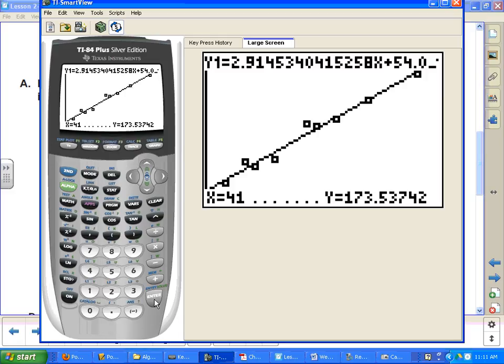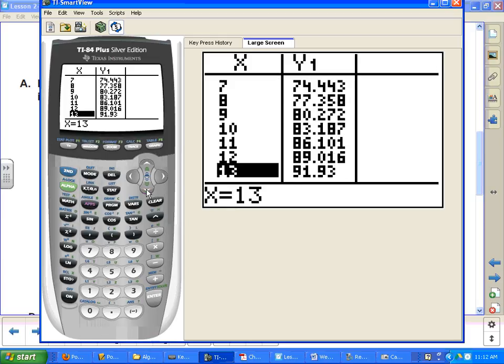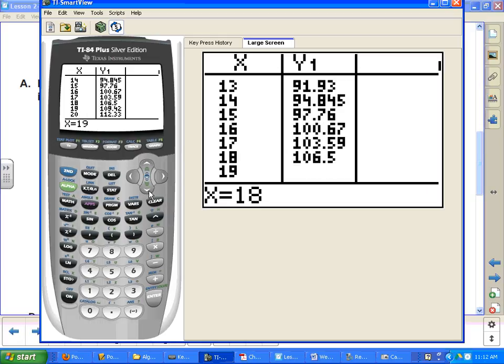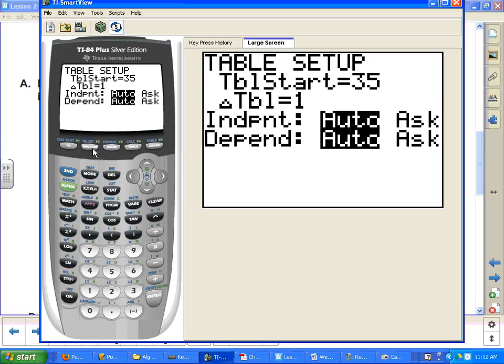You could also find that by going to my table, which is second graph, and go down until you get to 41. There's actually a shortcut. You can go second window, and you can tell it where to start and what you're going by. Some of the things that we need to spend more time on is messing with those types of things. All right, so let's look at another one.